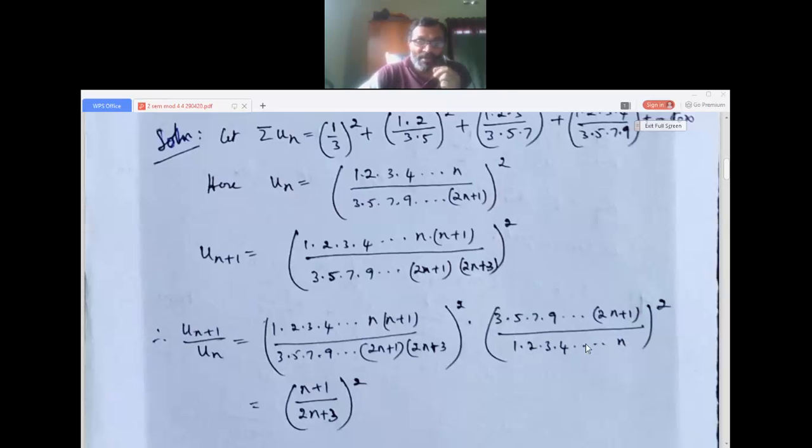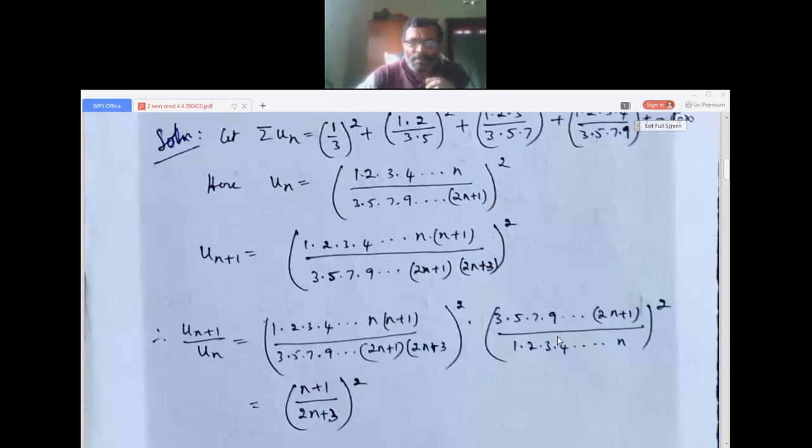When you divide two fractions, the denominator will be the reciprocal. So this will be 3 into 5 into 7 into 9 till 2n plus 1 into 2n plus 3, divided by 1 into 2 into 3 into 4 till n into n plus 1. So that is the n plus 1th term. Now nth term divided by nth term means we have to write the denominator first in the numerator: the denominator becomes the numerator and the numerator becomes the denominator, because it is division. Very simple concept, all of you know it.